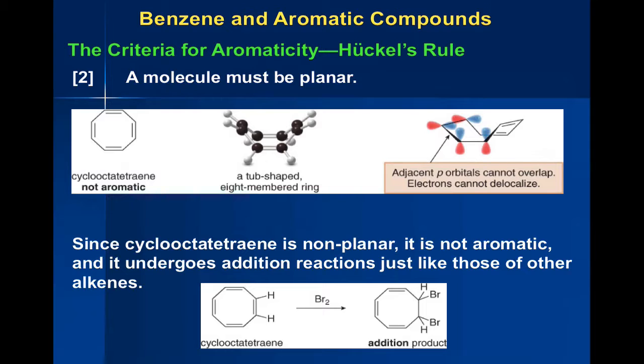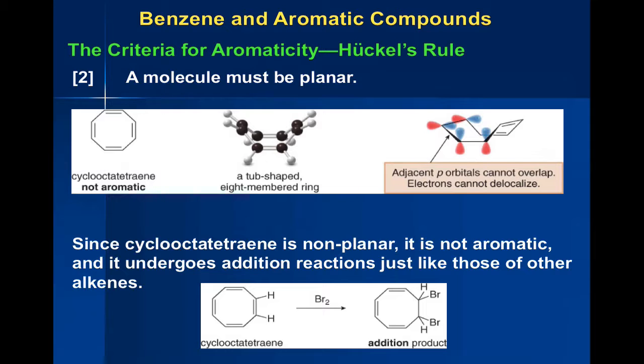So rule number one, cyclic. Rule number two, planar. And in fact, we can test this hypothesis, because we can take cyclooctatetraene and react it with bromine, and lo and behold, it will decolorize bromine. Bromine will add across the carbon-carbon double bond, and it will continue to add until we've completely reacted all of the pi bonds, okay? If it was aromatic, that wouldn't happen, right? And so we could actually do that little experiment.